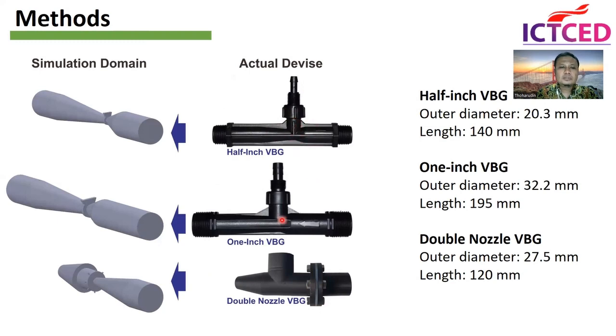The typical Venturi bubble generator only has 1 nozzle in the throat, and we propose 2 nozzles: the first in the throat and the second at the exit of the Venturi bubble generator. The size of the proposed generator is quite close to 1 inch in diameter, and its length is shorter than the half-inch Venturi bubble generator. We can convert it into a simulation domain like this one, the 3-dimensional computational domain for simulation.